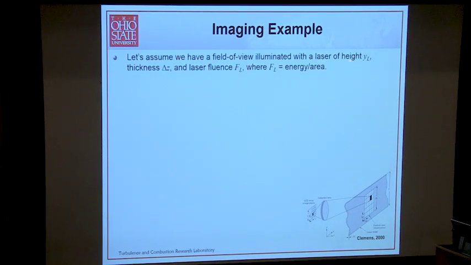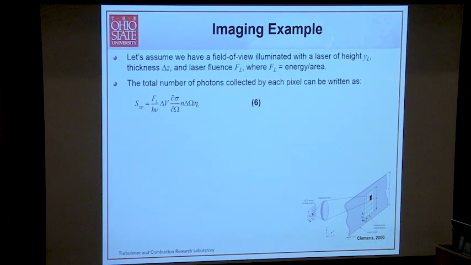So let's look at this. Let's assume we have a field of view illuminated by a laser with height Y_L. That's what this is, the height of my laser coming through. You've set it up with some set of optics. It has a thickness delta Z and a laser fluence F_L, which we'll just call the laser fluence here. We'll assume that everything's uniform, so it's going to be laser pulse energy per area of the laser sheet.